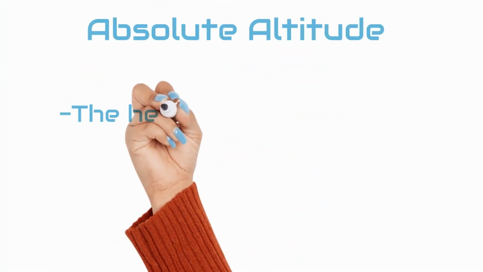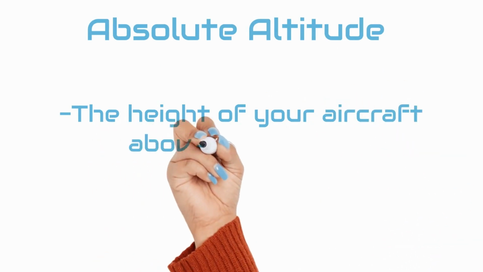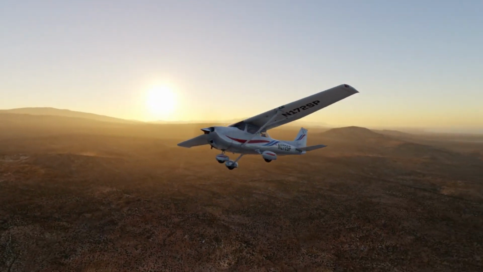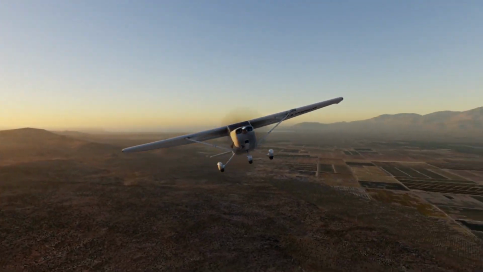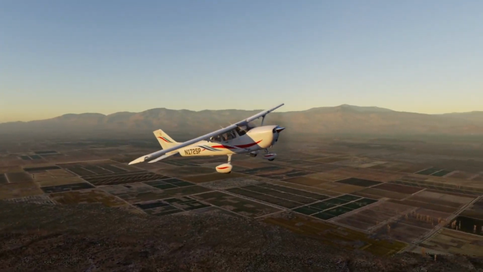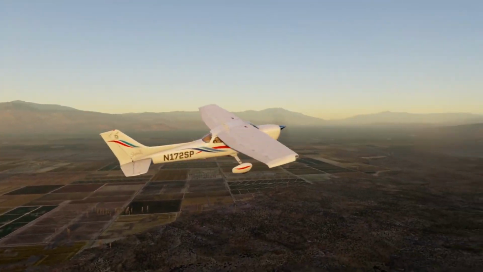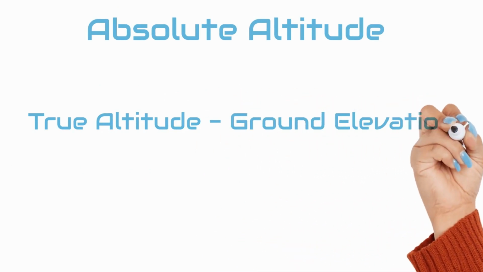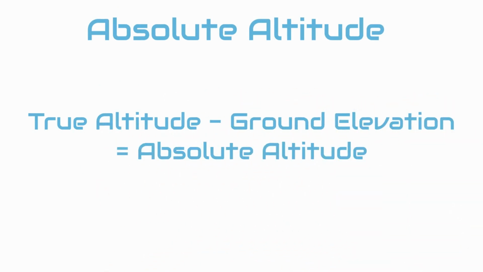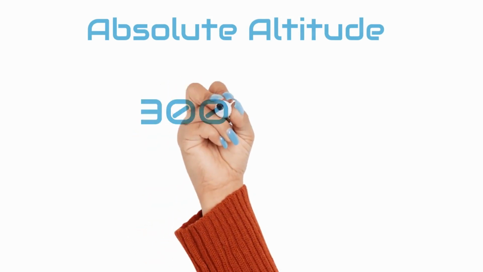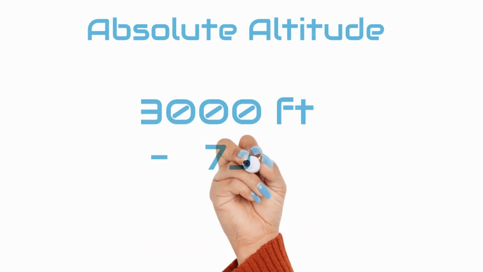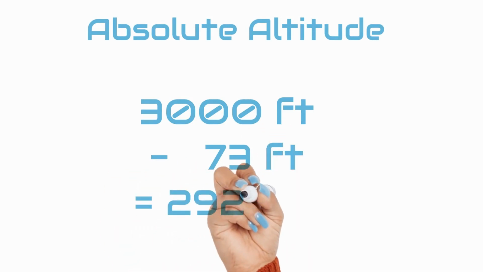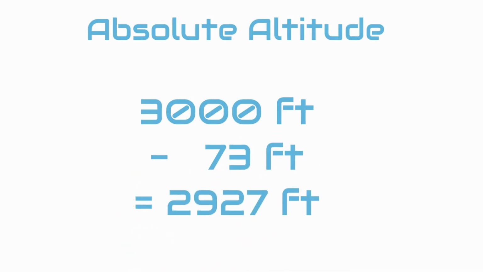Absolute altitude signifies the height of your aircraft above the terrain and is measured in feet above ground level, or AGL. Unlike true altitude, absolute altitude can vary based on the topography below. Unless you have a radar altimeter, determining absolute altitude involves a calculation. Subtracting the ground elevation from true altitude gives you the absolute altitude. For instance, if your true altitude is 3,000 feet MSL and you're flying over KUDD in Bermuda Dunes, California, which has an elevation of 73 feet, your absolute altitude is 2,927 feet.